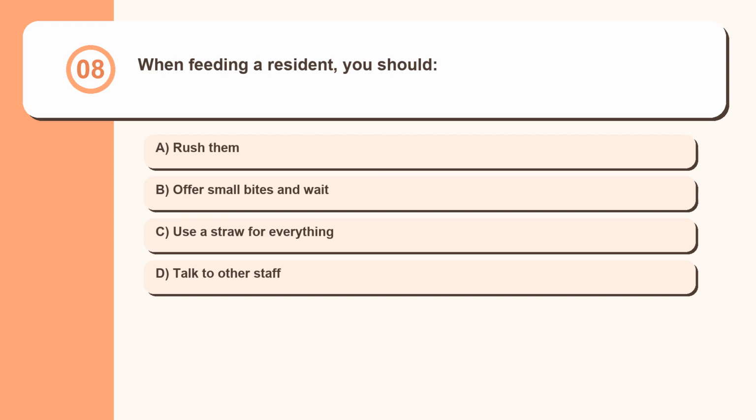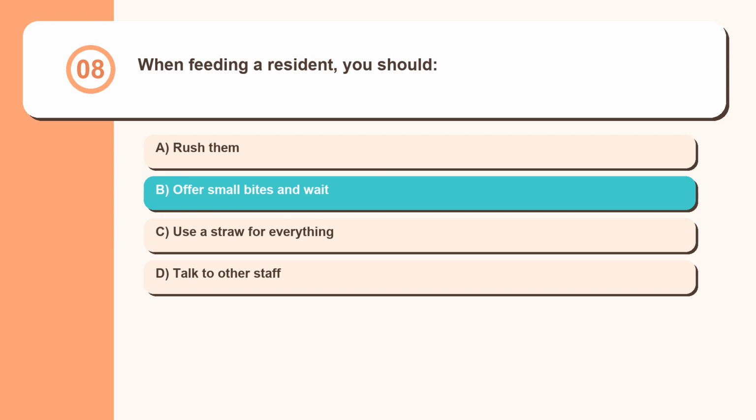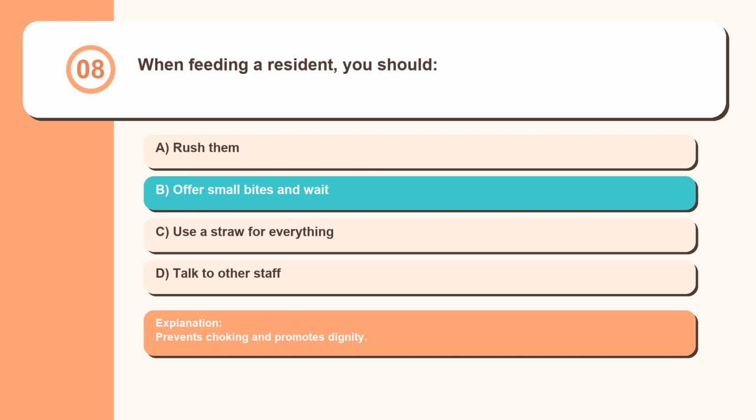Question 8. When feeding a resident, you should rush them, offer small bites and wait, use a straw for everything, talk to other staff. Answer: Prevents choking and promotes dignity.